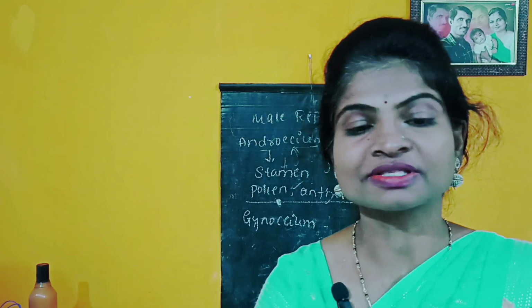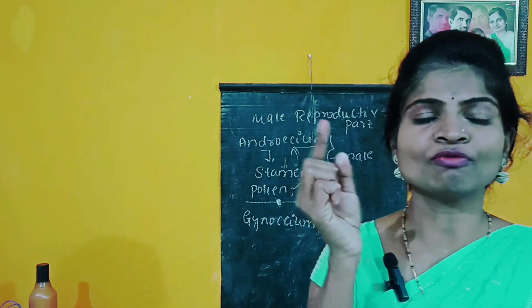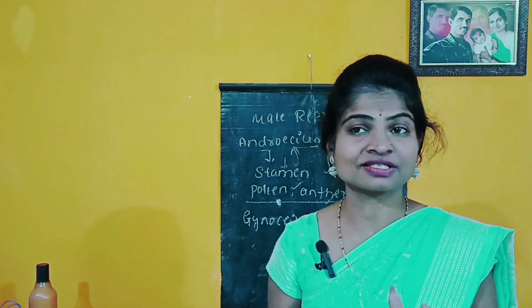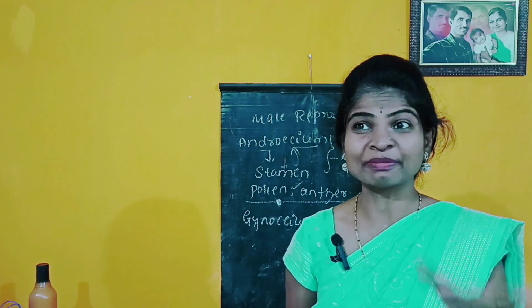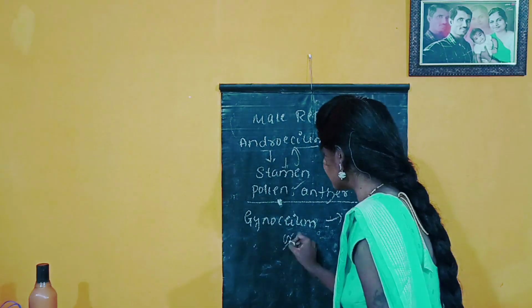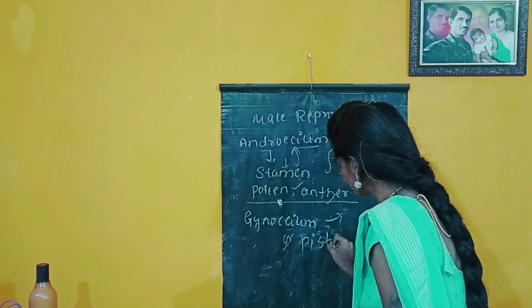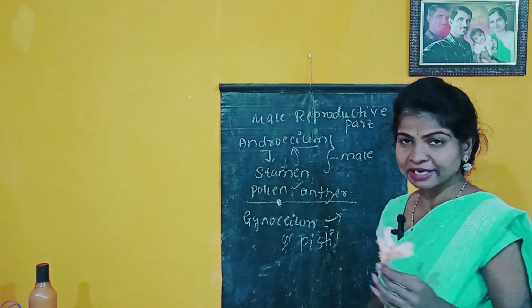inside the sepals or the calyx, the ovary and ovules are there. Ovary, ovule, stigma as well as style all together are called the female reproductive part. That female reproductive part you can call a gynoecium or pistil. Gynoecium or pistils are called the female reproductive part.